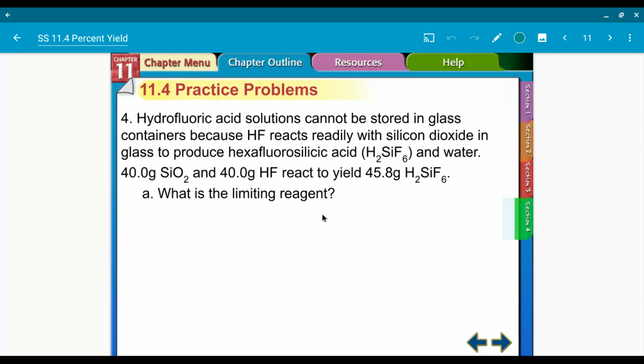So it says hydrofluoric acid solutions cannot be stored in glass containers because hydrofluoric acid reacts readily with silicon dioxide in glass to produce hexafluorosilicic acid and water. So it says 40.0 grams.